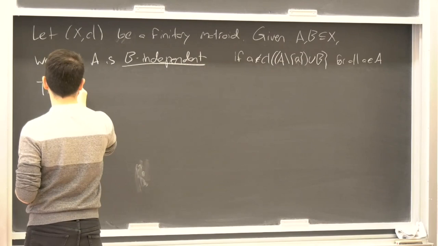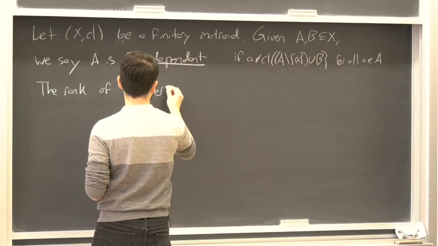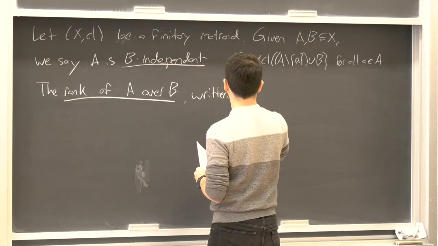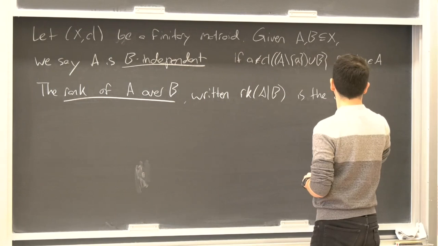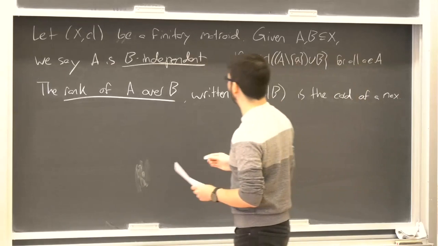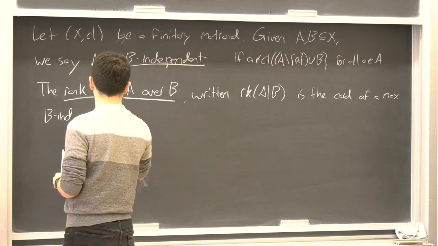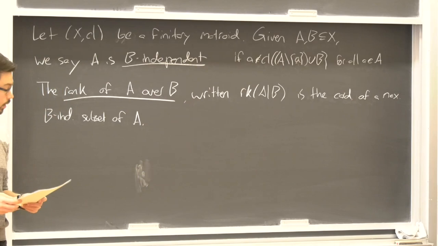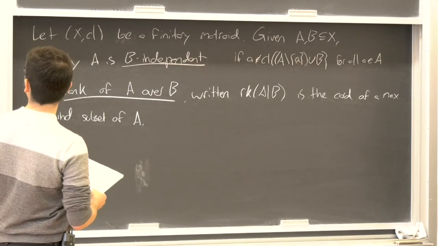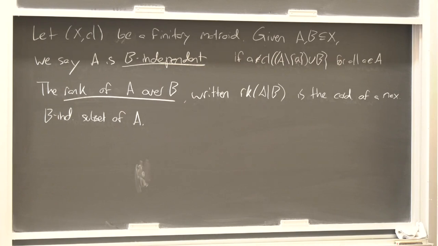And the rank of A over B is the cardinality of a maximal B independent subset of A. And this last property, this exchange property, guarantees that any two such maximal sets will have the same cardinality. So this is well defined. Right, so some natural examples of this I'll get to. Vector spaces are a natural example, algebraic closure, and then the most basic example is just cardinality, but I'll flesh those out.